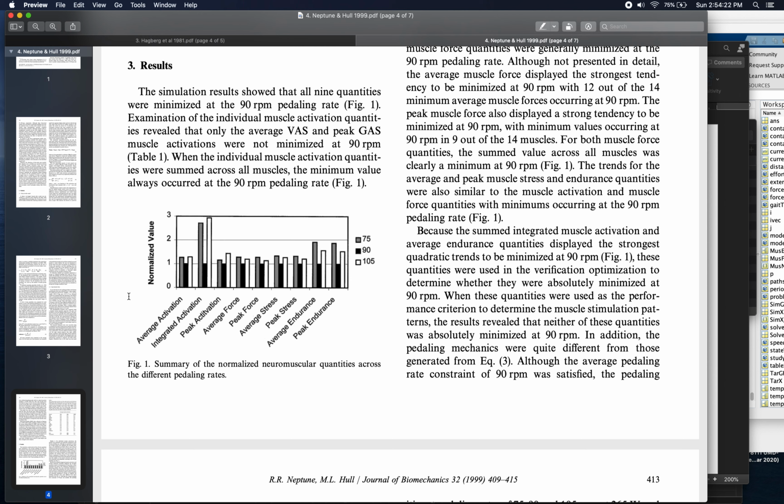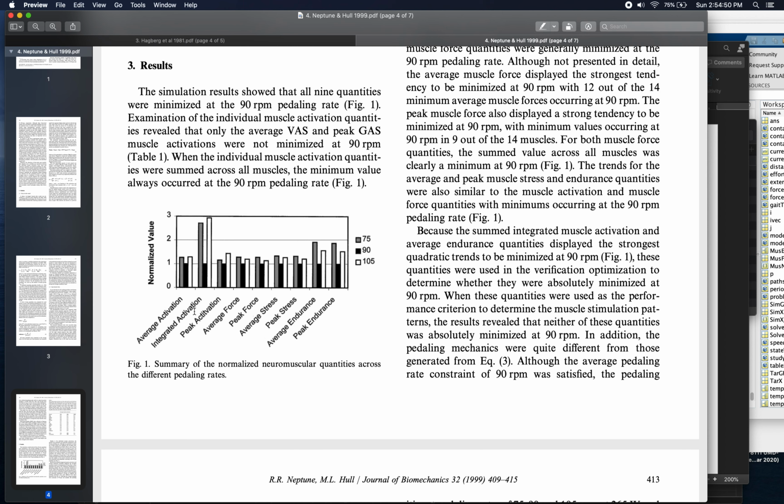The gray box in all, how many did they have here? I think they had 9 or so. Yeah, 1, 2, 3, 4, 5, 6, 7, 8, 9 different definitions of the muscular cost of the movement here. The gray box is, in all 9, pedaling at the 75 RPMs. The black box is pedaling at the 90 RPMs, so the one that's typically closest to the preferred pedaling rate that people just naturally choose. And the white box is the 105 RPMs.